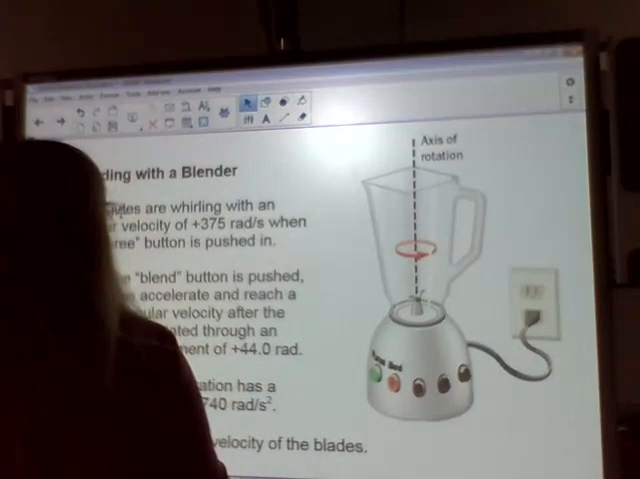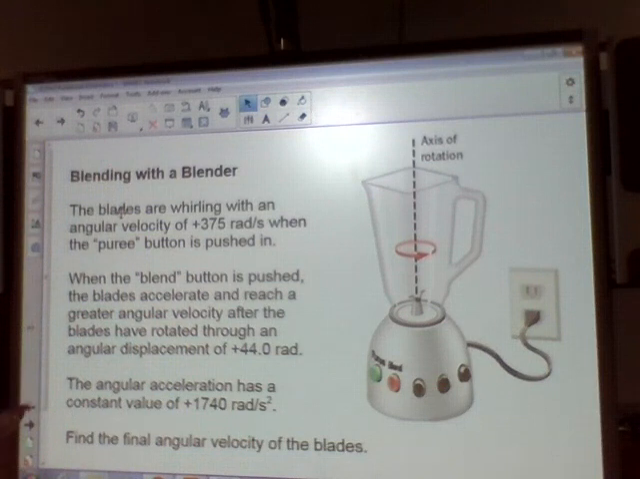Here's another example. We're going to look at an example of an angular kinematics problem with blending on a blender. The blades are whirling with an angular velocity of 375 radians per second when the puree button is pushed. When blend is pushed, they accelerate and reach a greater angular velocity after having rotated through an angular displacement of 44 radians. The angular acceleration has a constant value of 1,740 radians per second squared. We want to find the final angular velocity of the blades.